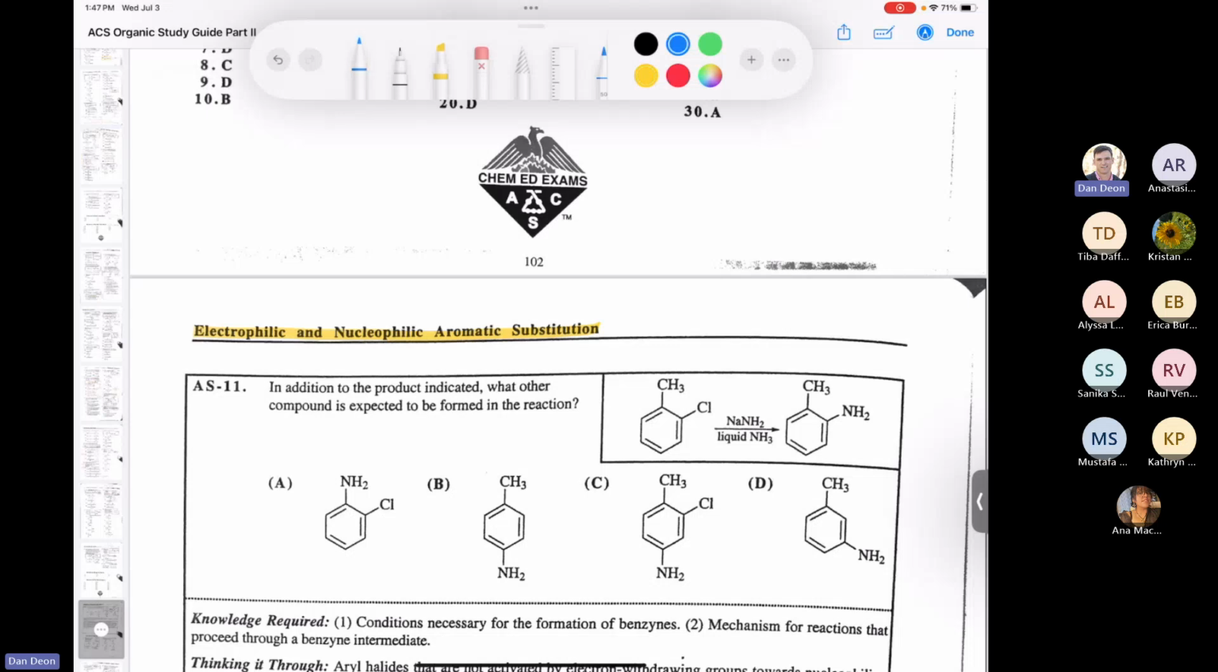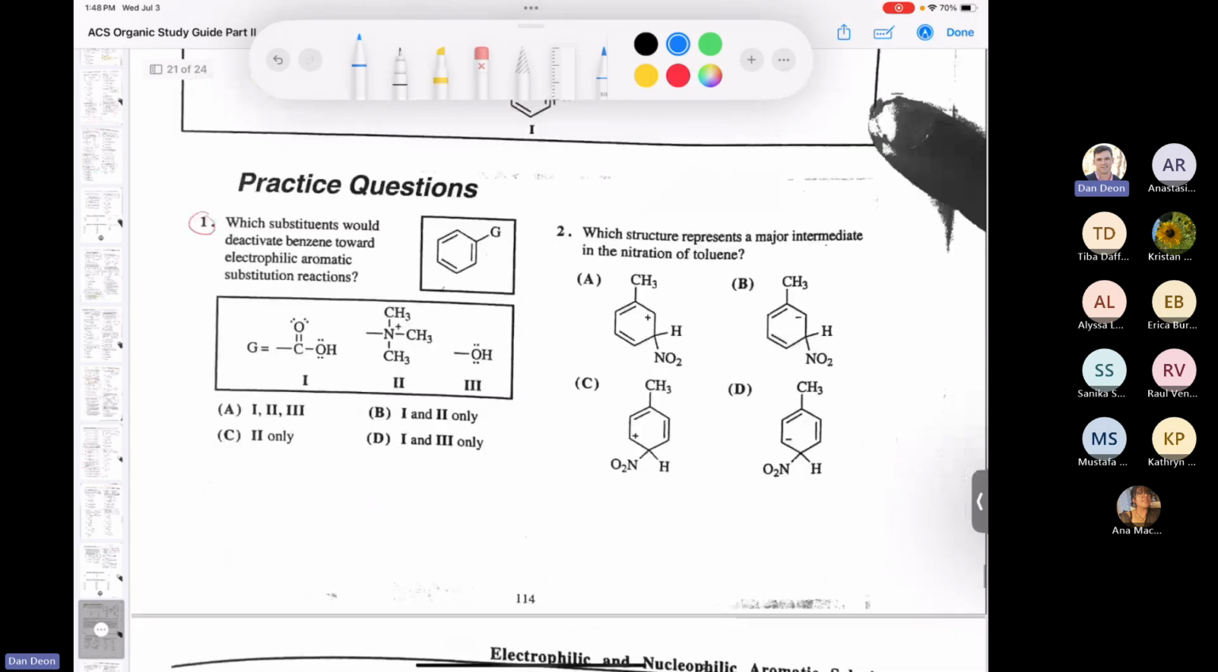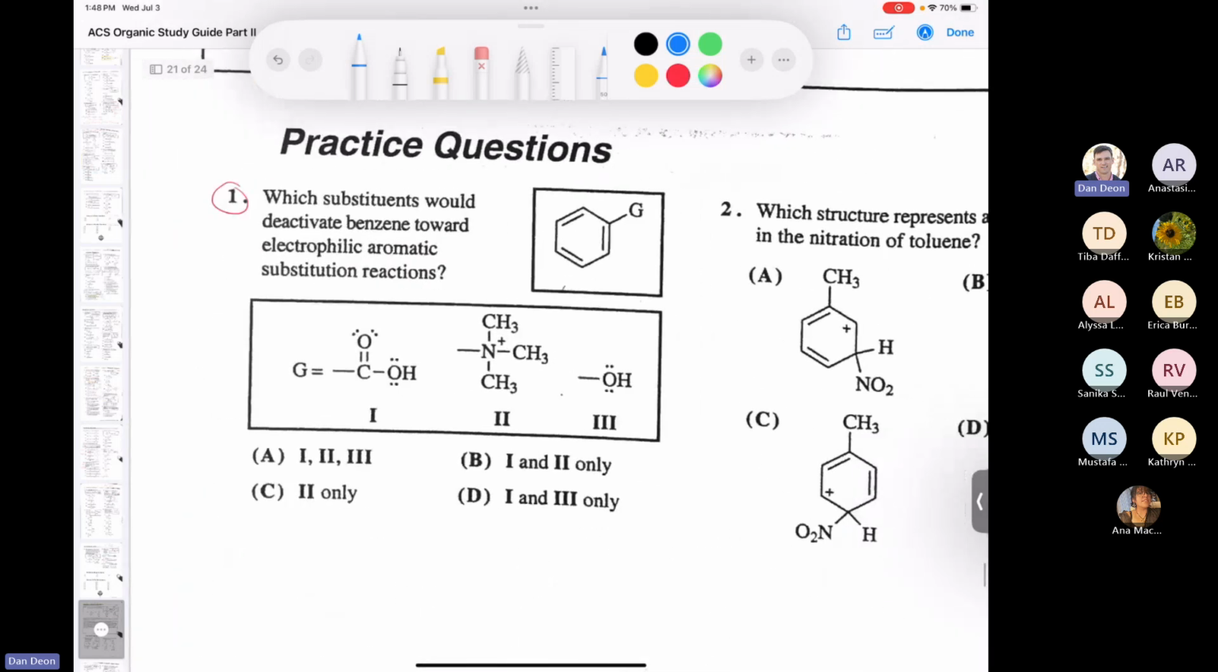Now, most of what we cover in the chapter is going to be electrophilic aromatic substitution. But remember, we did talk about SNAr reactions, and we also talked about elimination-addition reactions. So those are important as well. Now, if we go down here, the first one I chose was question number 1. You really have to know your substituents.